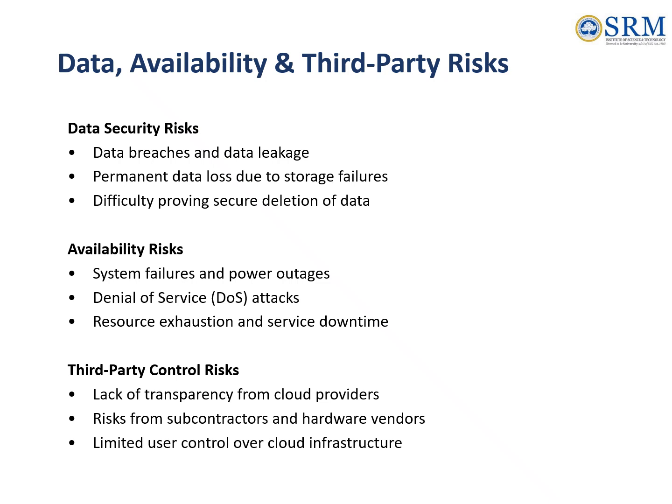Now, let us continue with some additional security risks. The first category here is data security risk. These include data breaches, data leakage, and permanent data loss due to storage failures. For example, if confidential customer information stored in the cloud gets exposed to unauthorized users, it results in a data breach. The next is availability risk. Cloud services must remain available continuously, but failures such as power outages and denial of service attacks may cause downtime. So imagine an online payment application becoming unavailable during peak hours. This directly affects the users and the businesses.